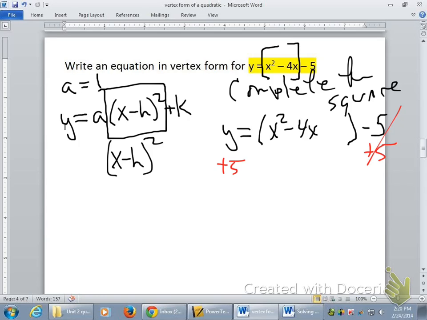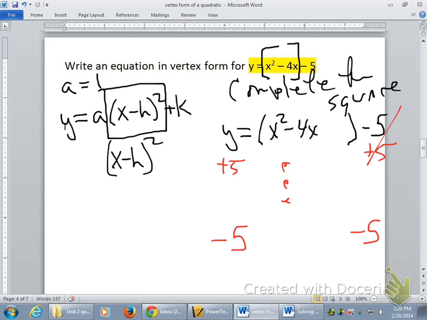All right, but let's think for a second. That's going to give me over here, that's going to give me y plus 5, right? Is that what I want? No. I don't want y plus 5. What do I want? Just plain old y. So I'm going to do my problem, blah, blah, blah. I'm going to get to the very end, and then I'm going to get rid of that 5, aren't I?